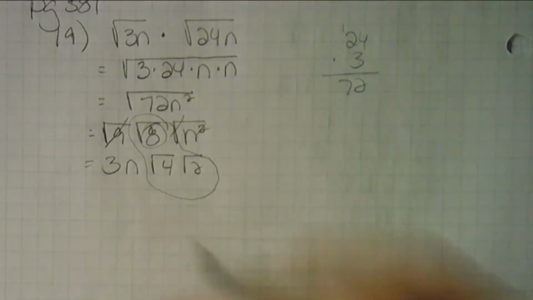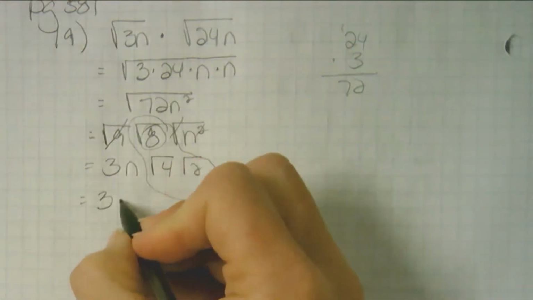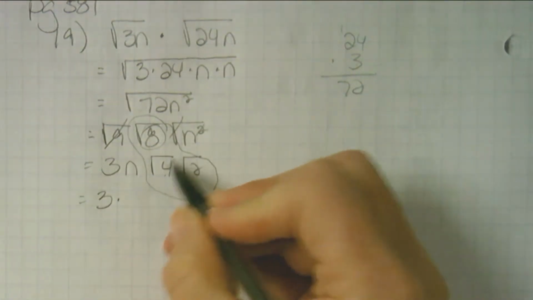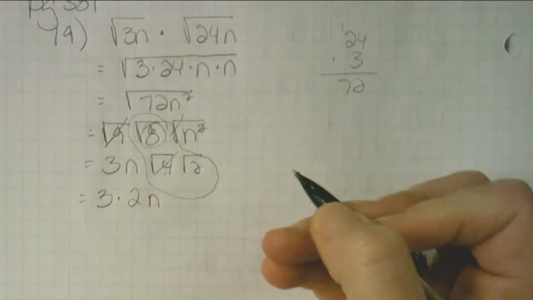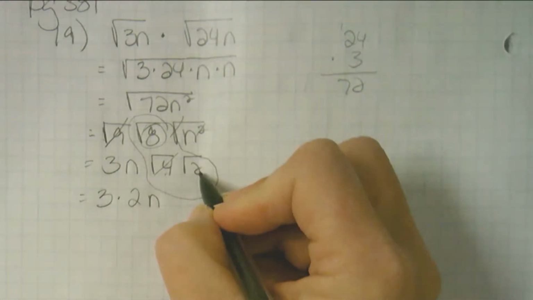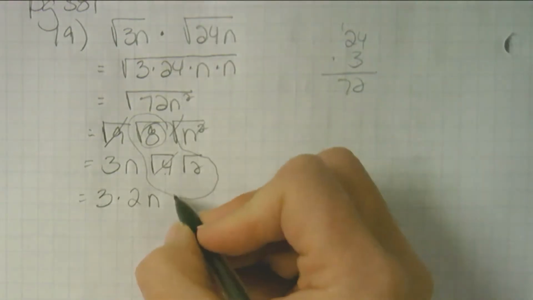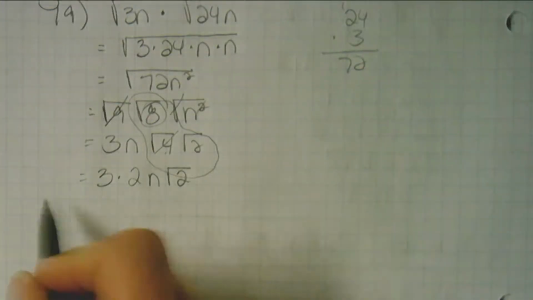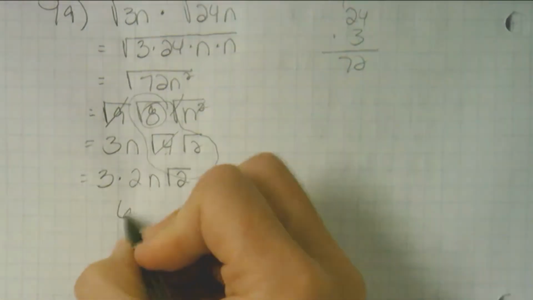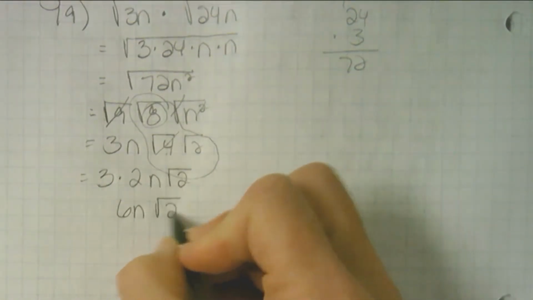Now I'm going to keep going. I have 3 times, well, the square root of 4 is 2, so I have 3 times 2 times n. And then the square root of 2, that's as simple as that can go, so I'm just going to write times the square root of 2. And now I'm going to multiply. 3 times 2 is 6 times n times the square root of 2.